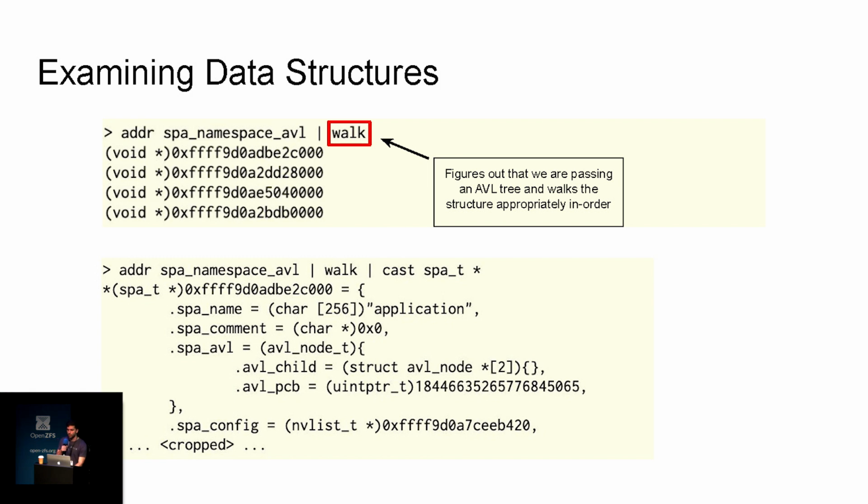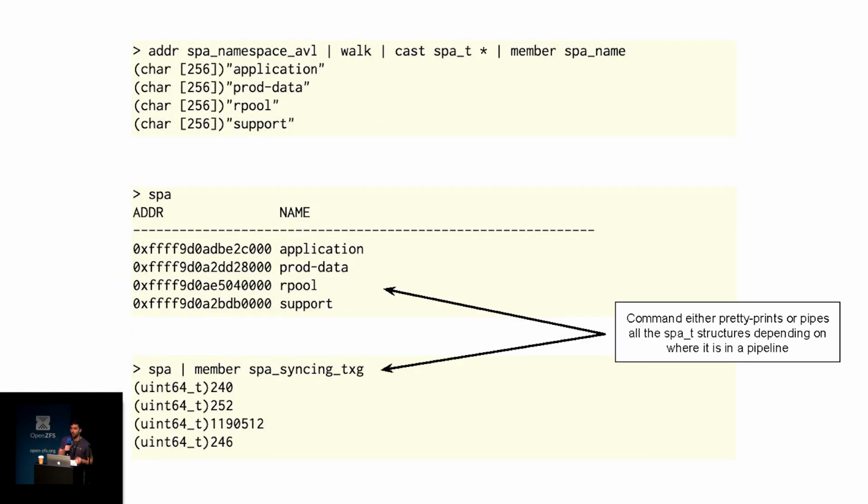We can cast these nodes to spa_t structures, and lo and behold, the output was humongous, so I just printed the first one. We have a pool named application. We can get a pointer to its config, so far and so forth. We can actually continue our pipeline and print all the names of the pools by just walking the AVL, casting everything to a spa_t structure, and dereferencing the spa_name member.